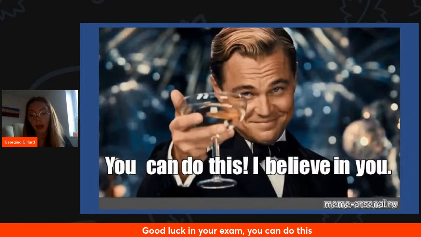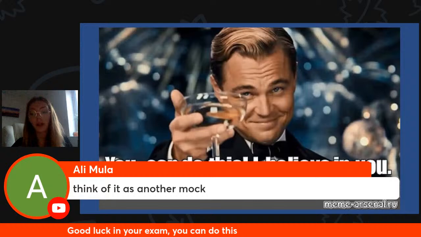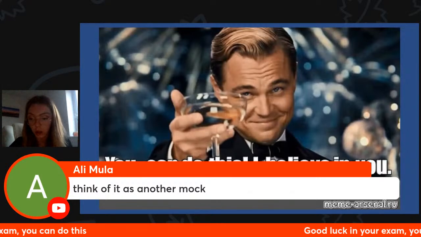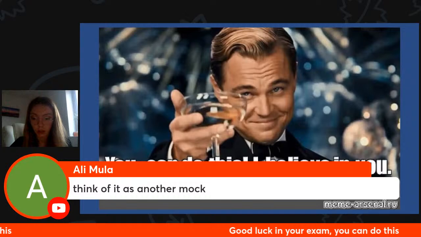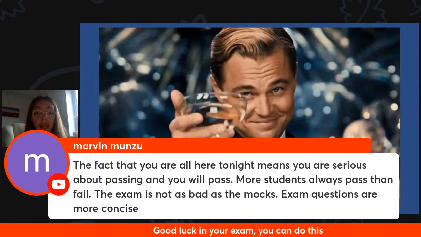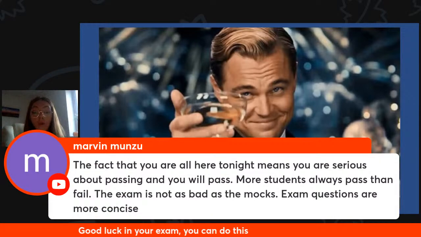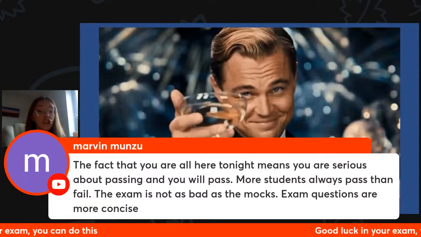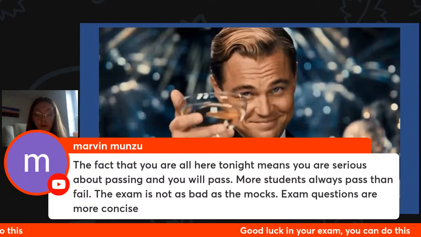Remember, exactly, think of it like another mock. You've done lots of mocks. Think of it like another mock. And this is so true: more students always pass than fail. And it's true, the exam is not as bad as the mocks.